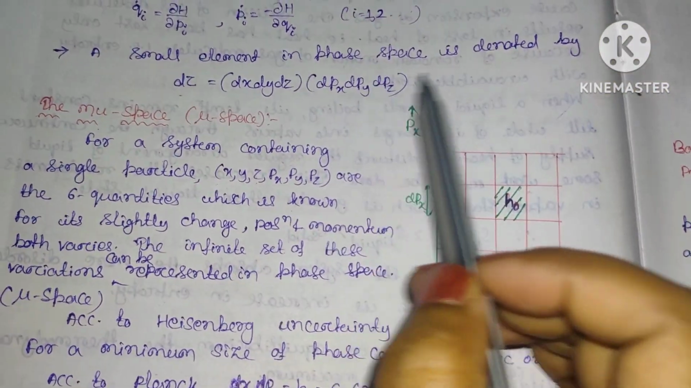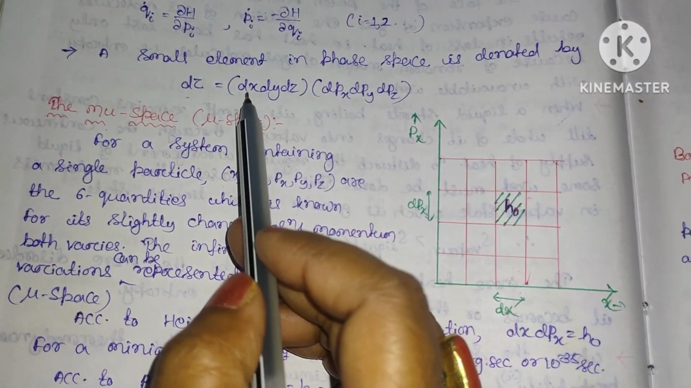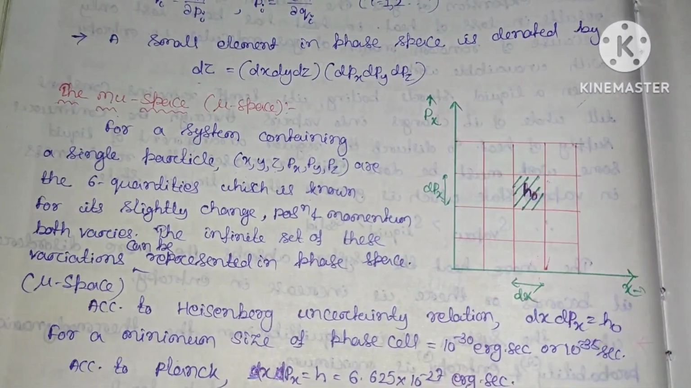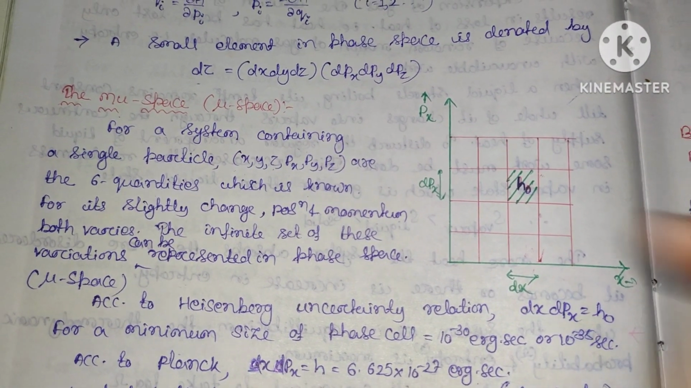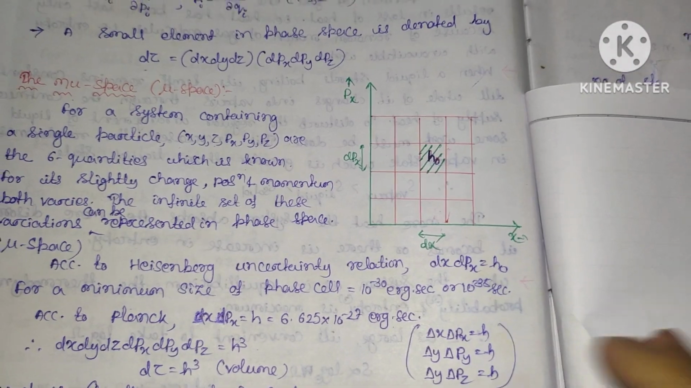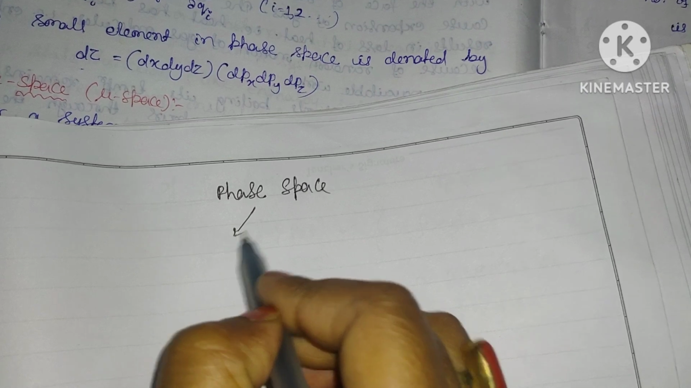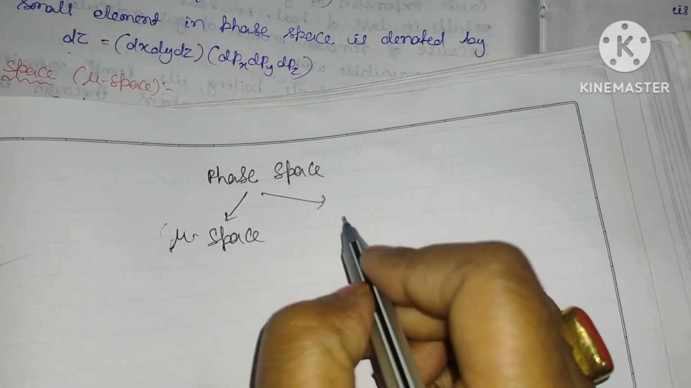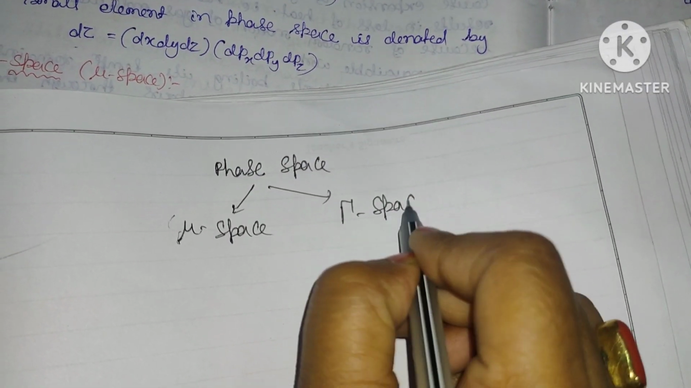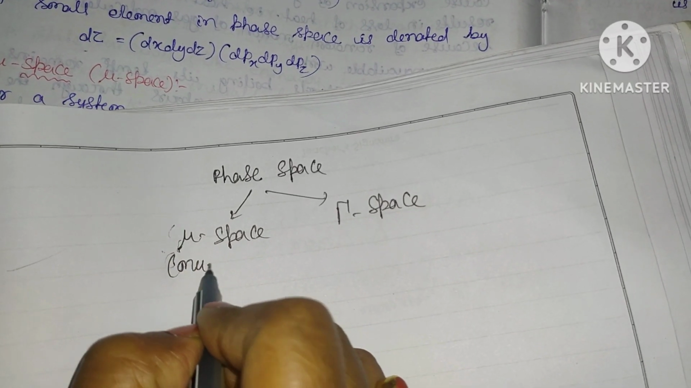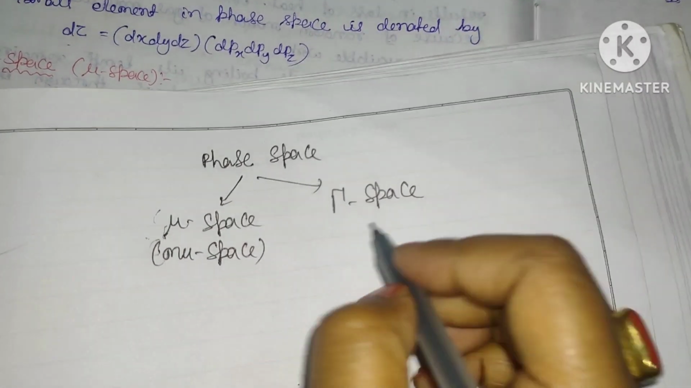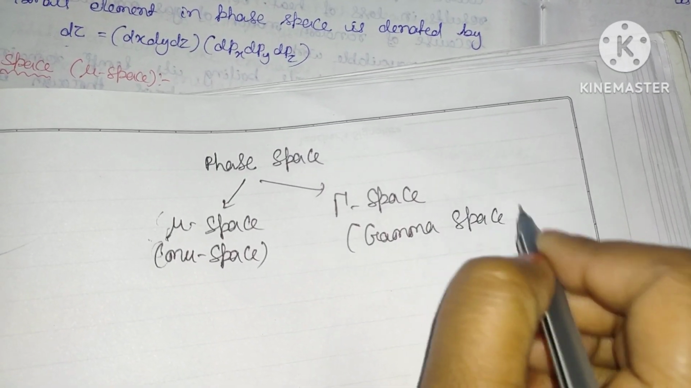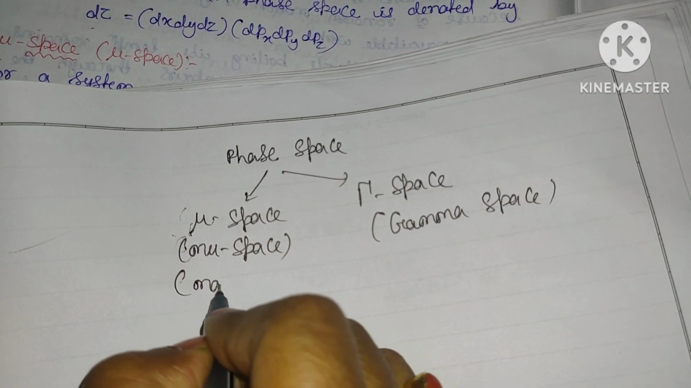A small element in the phase space is denoted by d tau equal to dx dy dz into dpx dpy dpz. There are 2 types of phase space: one is mu space and another is gamma space. This is your mu space, here it is gamma space. The mu space is also known as molecular space.